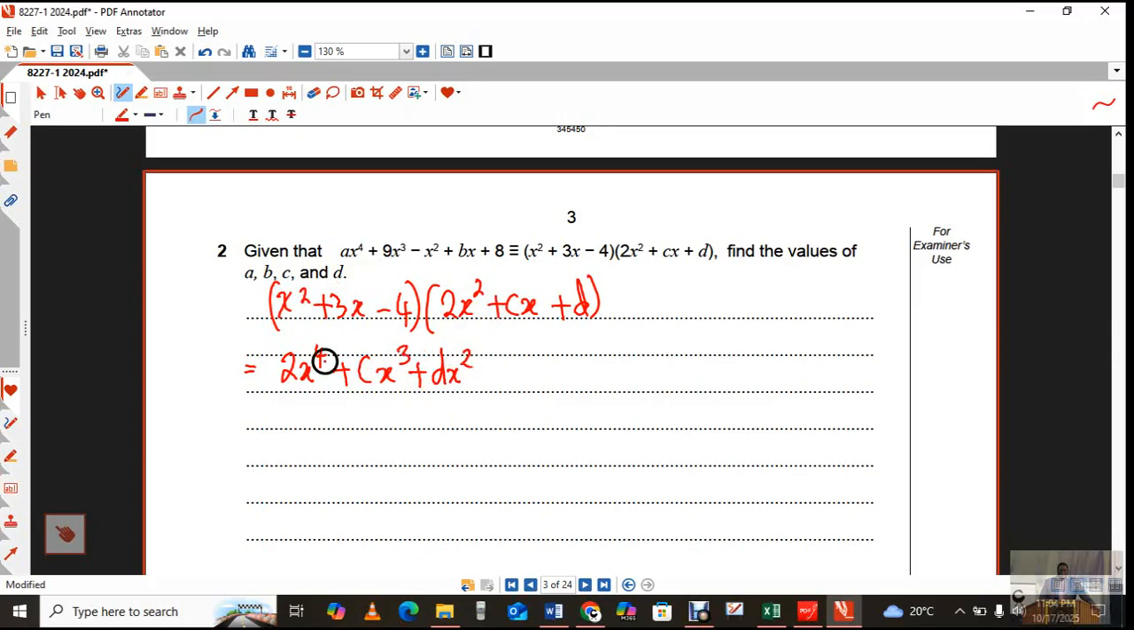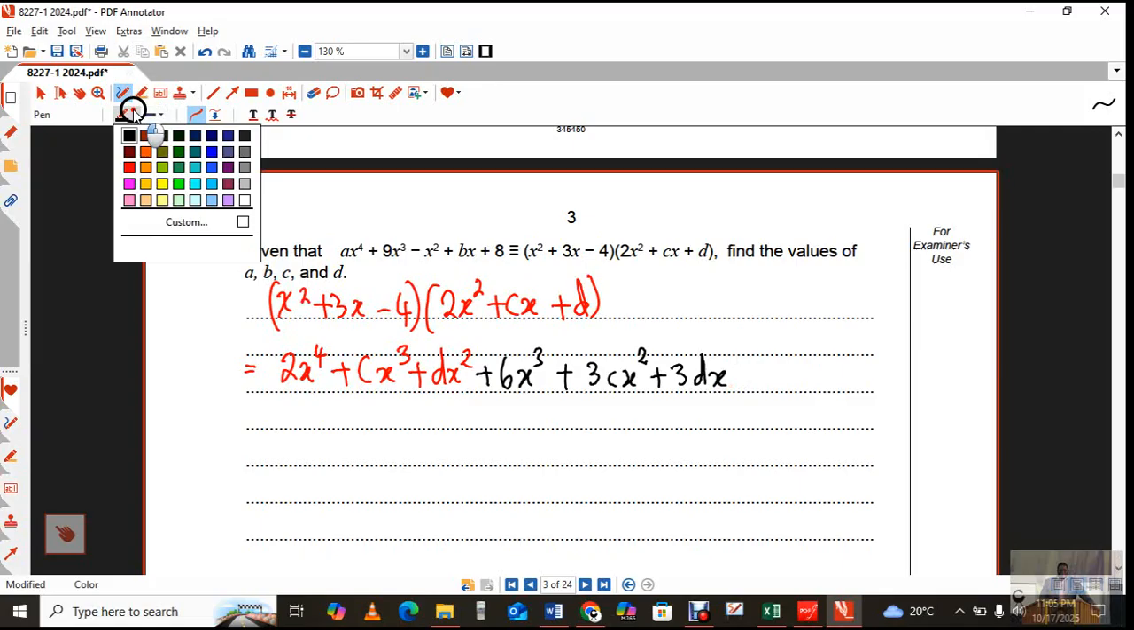dx squared. Then I'm going to take the 3x and multiply it with each of the terms in the second bracket. That is going to give you plus 6x cubed, that is 3x times 2x squared. Then 3x times cx is going to be plus 3cx squared, very important. And then I'm going to have the 3x multiplied with d, and that is going to be plus 3dx.